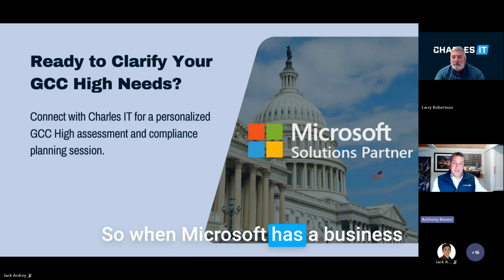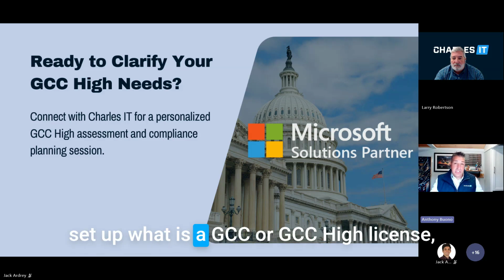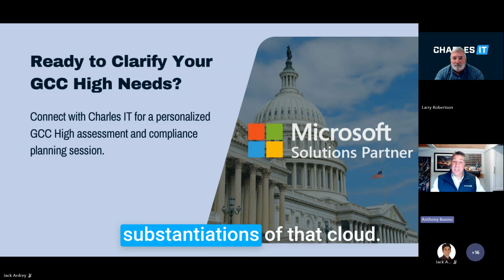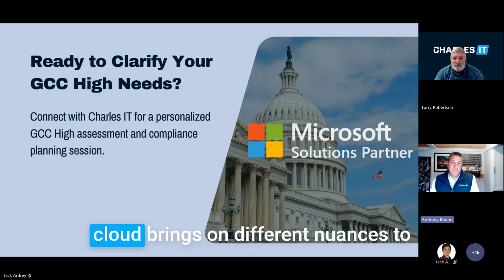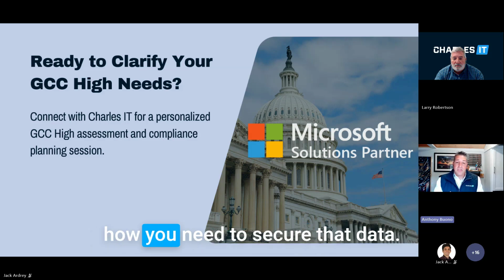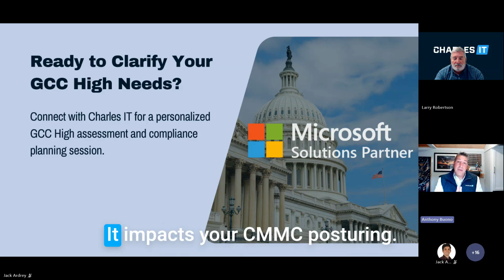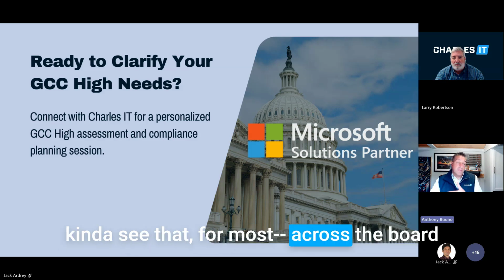So when Microsoft has a business premium partner license, and then you set up a GCC or GCC High license, you're in a different part of Microsoft. Microsoft stood up two different instantiations of that cloud. Having everything done in the federal cloud brings on different nuances to how you need to secure that data. It brings on differences in your policies and procedures. It impacts your CMMC posturing. It impacts what needs to be done. So those are all impacts to why people see that across the board in their environment.